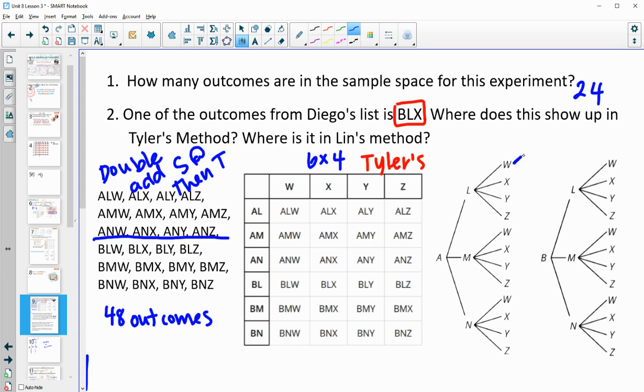And Lynn's doubling would come at the end because she would just add on 2 branches to each of these. So now we would do S and T from each of these, which would double all of this. So she'd have 2 more branches coming off of each.